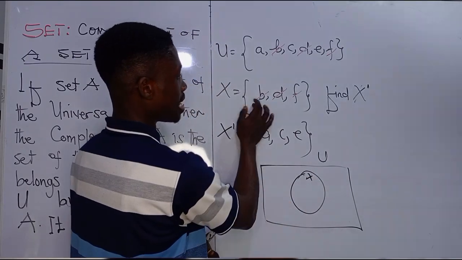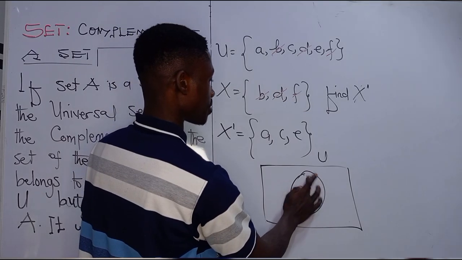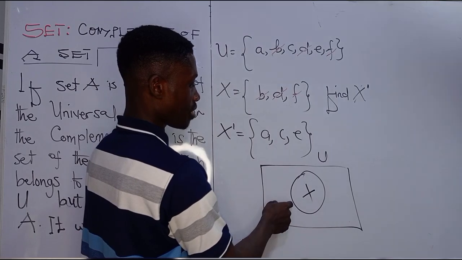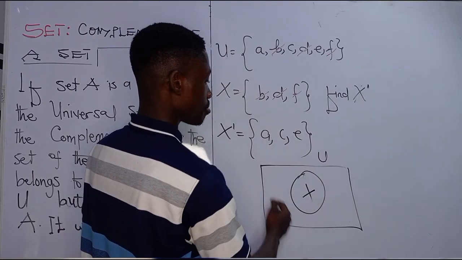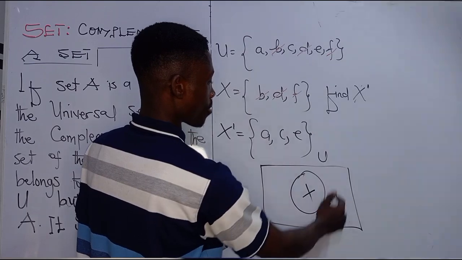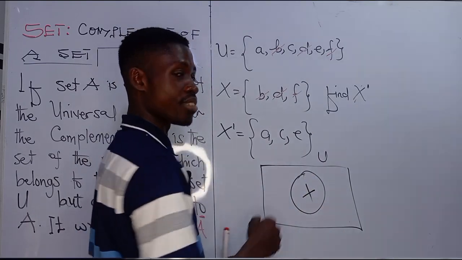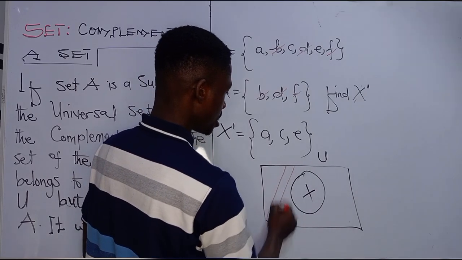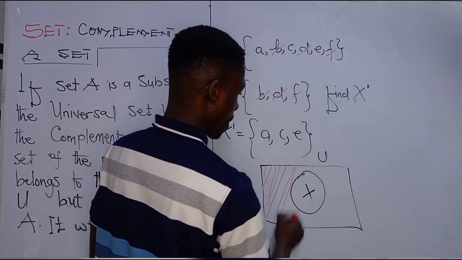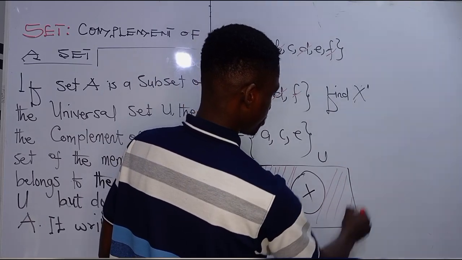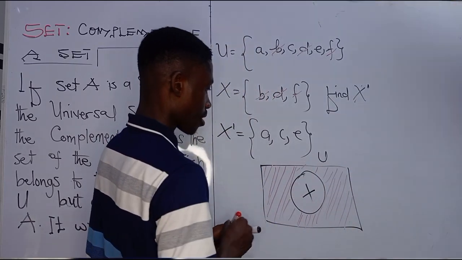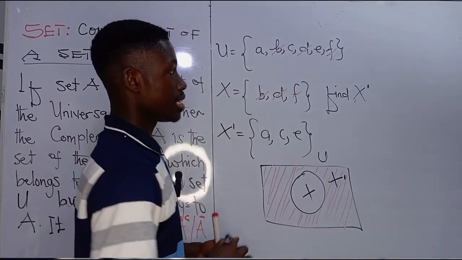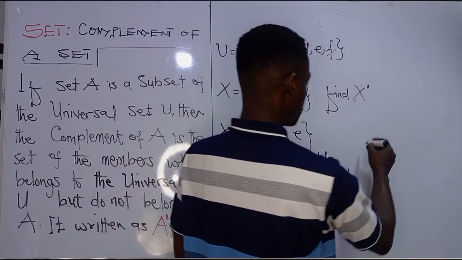So we can decide to write the element of X in the circle or just write X within the circle. The complement of X will be the empty space around this circle, but within the universal set. All these shaded portions become the complement of X. In other words, you can decide to draw.